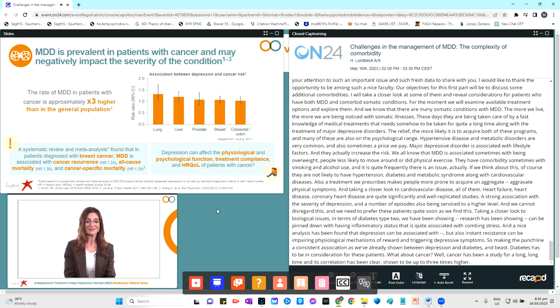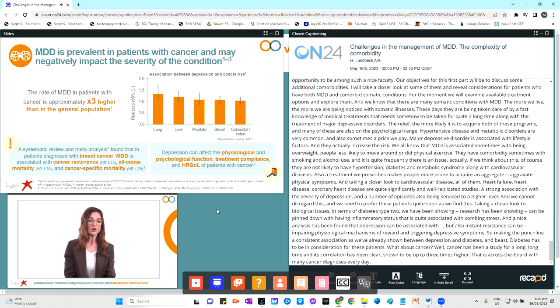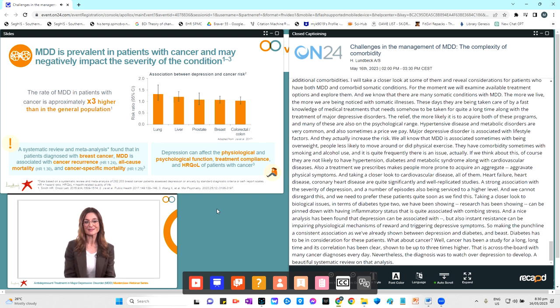And cancer has been a chronic illness for many of us, thank God for that. But nevertheless, the more we diagnose, the more we must watch out for depression to develop. And a beautiful systematic review and meta-analysis by Wang in 2020 has shown a population of 280,000 breast cancer patients. I mean, here we cannot overlook this.